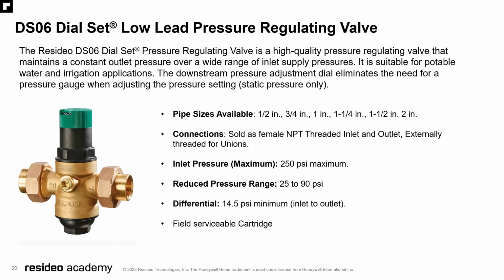Here's the DS06 DialSet low lead pressure regulating valve. The Resideo DS06 DialSet pressure regulating valve is a high quality pressure regulating valve that maintains a constant outlet pressure over a wide range of inlet supply pressures, suitable for potable water and irrigation applications. The downstream pressure adjustment dial eliminates the need for a pressure gauge when adjusting the pressure setting for static pressure only. It's available all the way between 1/2 inch to 2 inch, sold as a female MPT threaded inlet and outlet, externally threaded for unions.